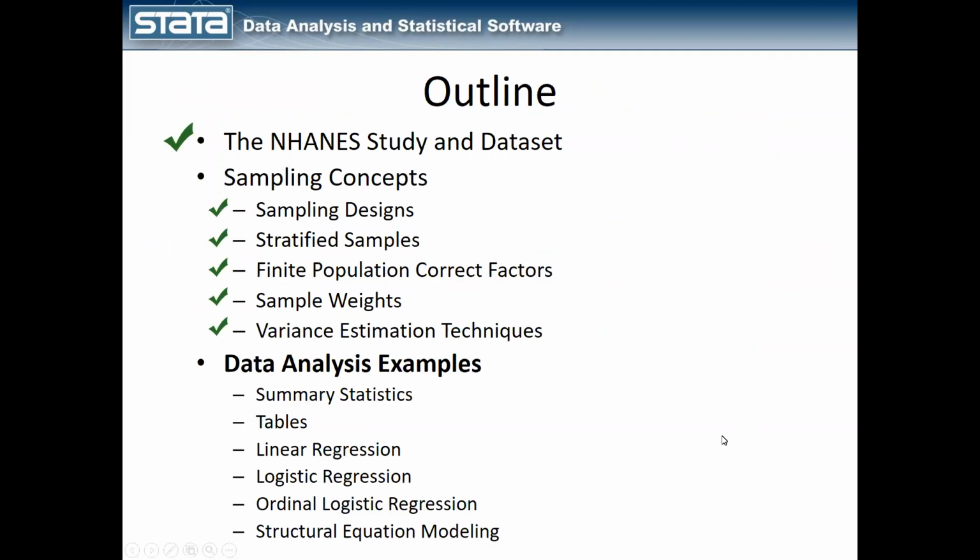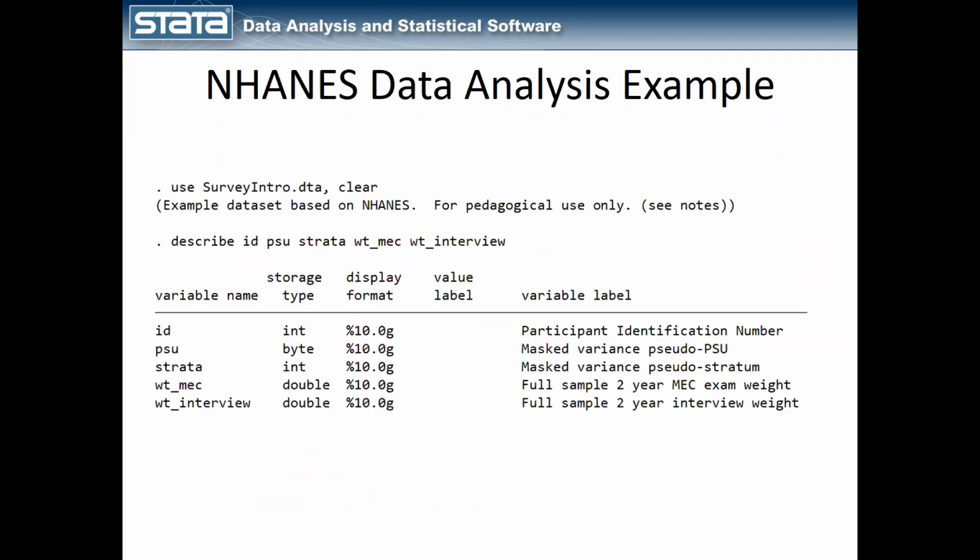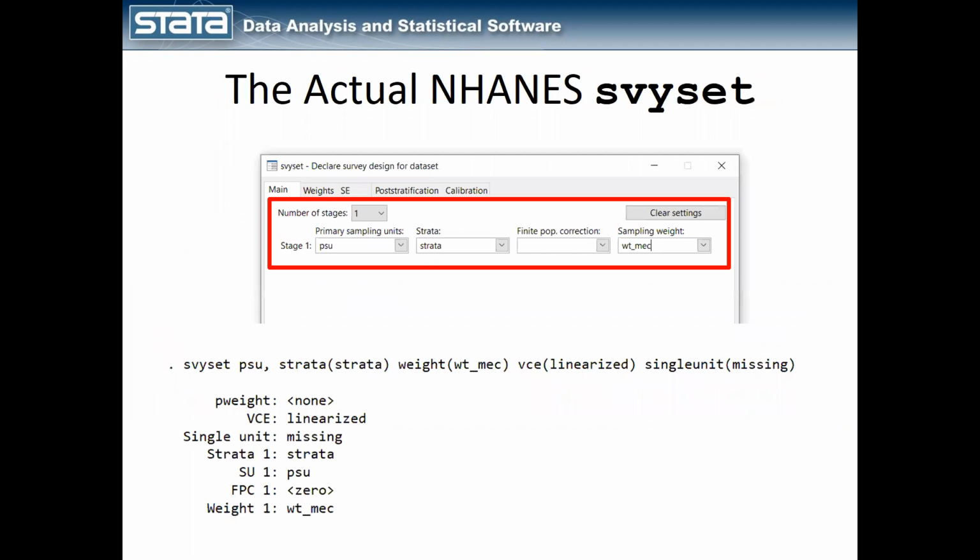Now, let's look at some data examples. Any of you who've worked with the NHANES data know that that's not the actual data you get. They don't give you all 4 stages of sampling. That's how they collected the sample, but for privacy reasons, they collapse all 4 stages into one stage. And so this is the example data that we're going to run through.